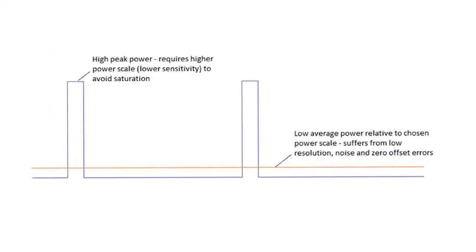If, on the other hand, we want to avoid saturation, and so we select a scale appropriate for the high peak power, meaning low gain in the electronics, then we'll be operating near the floor of the scale and will suffer from poor resolution and lots of noise. In other words, any scale we choose will be wrong.